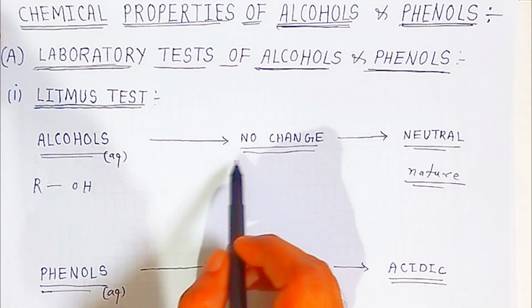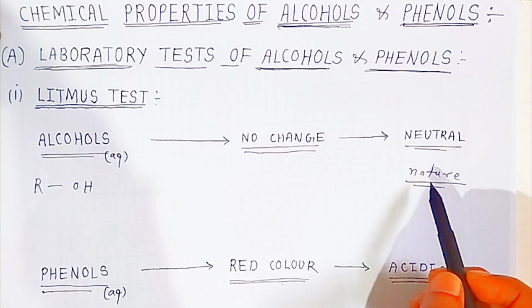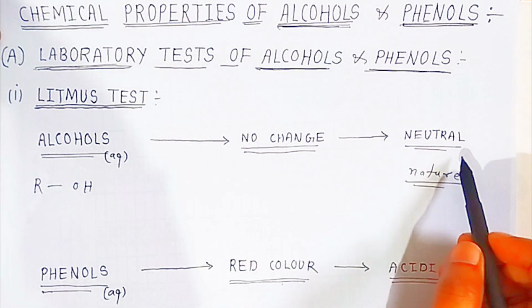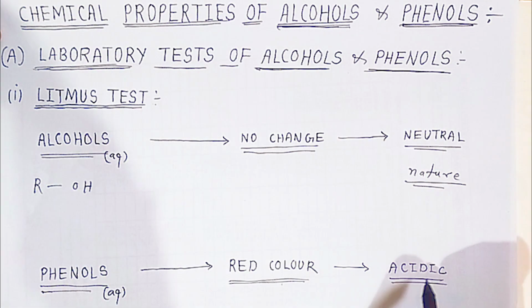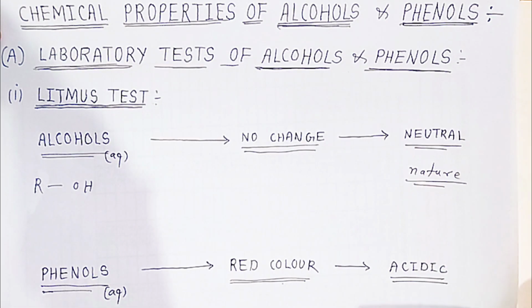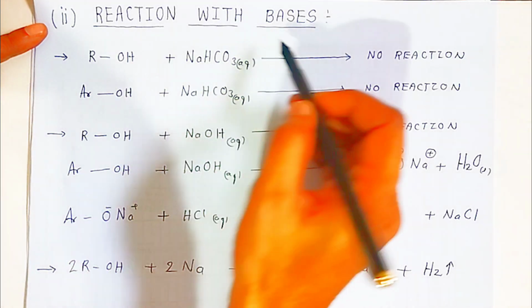If there is no change in the litmus paper, we call it what? Neutral. Alcohols are mostly neutral in nature and phenols are acidic in nature. This is the first test students. Second students, reaction with bases.